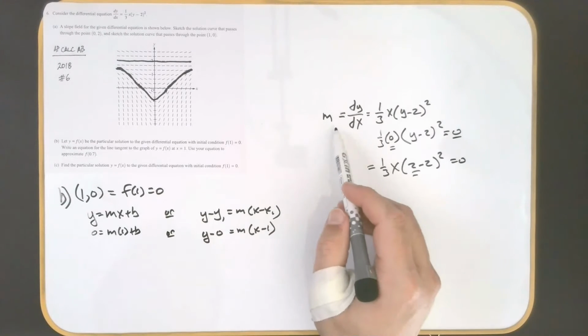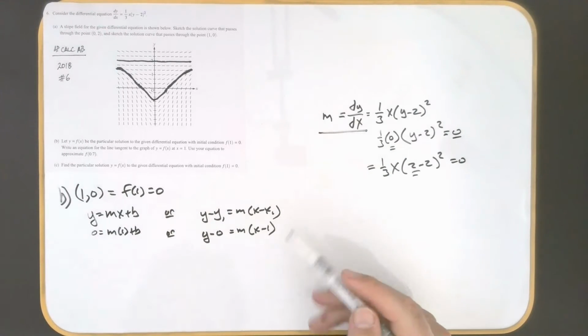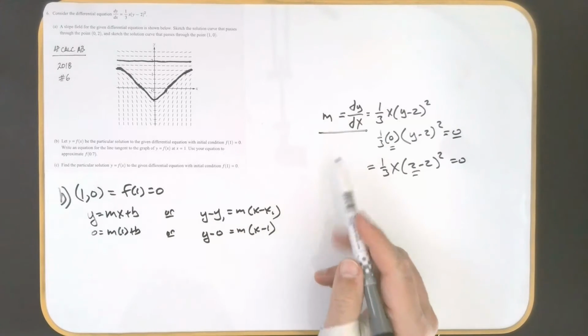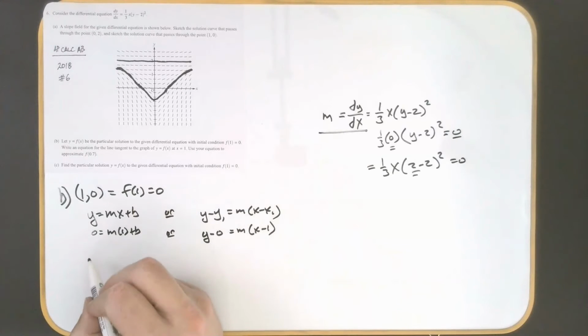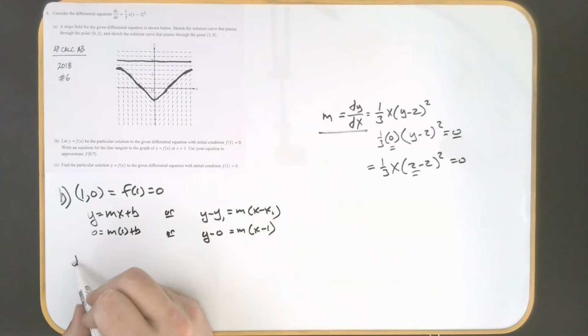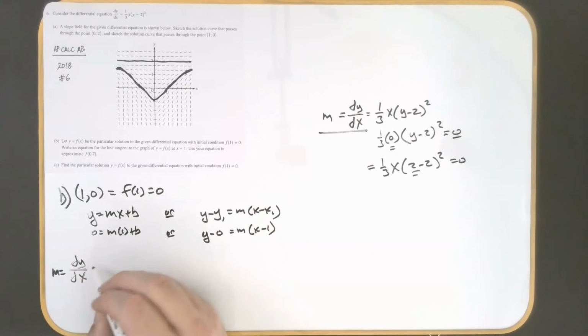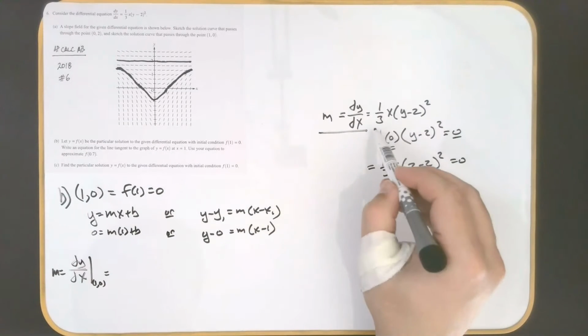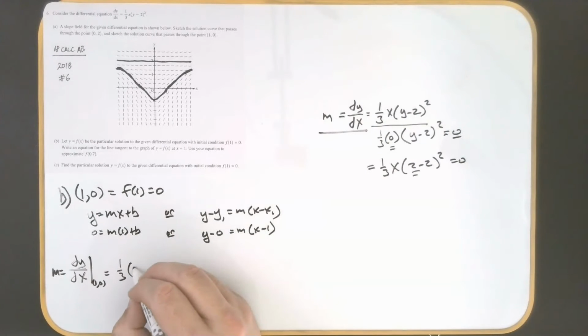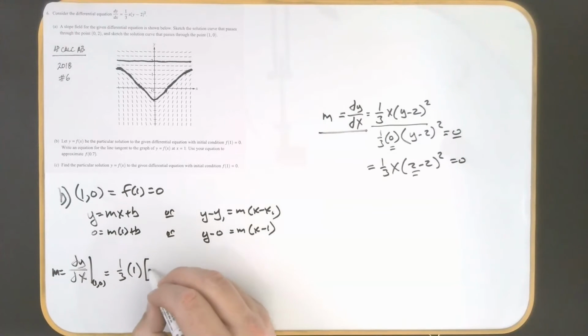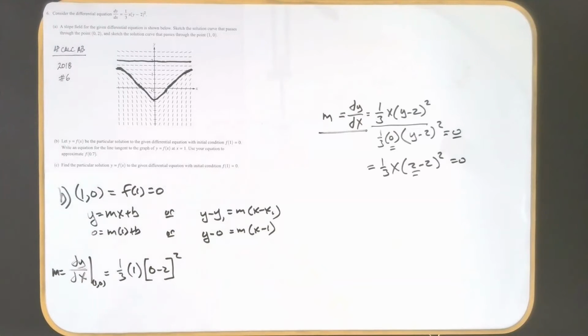Well, as we wrote over here, the differential equation is the formula for your slope, and now we just have to use our formula and substitute in the coordinate 1, 0. So let's see here. We have dy/dx, which is equal to my slope, and we're going to evaluate that at 1, 0. So borrowing it from the equation, or it's right here as well if you prefer, we've got 1/3 times my x value, which is 1, and my y value, 0, minus 2, and that's going to be squared. Okay, so just subbing in those values.